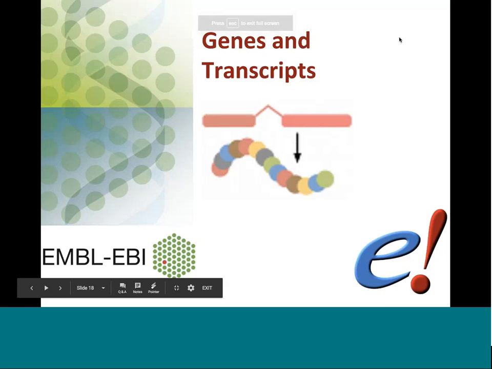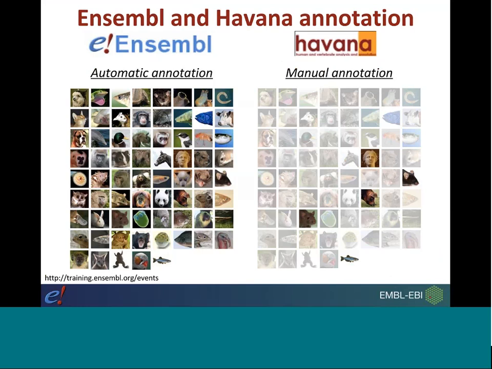So in Ensembl, as I mentioned, one of the types of data we have is our genes and transcript annotation. The gene models that you see are actually the culmination of two different gene annotation methods. For every species in Ensembl, we have an automated annotation pipeline that takes biological data and makes gene model predictions based on this experimental and biological data.